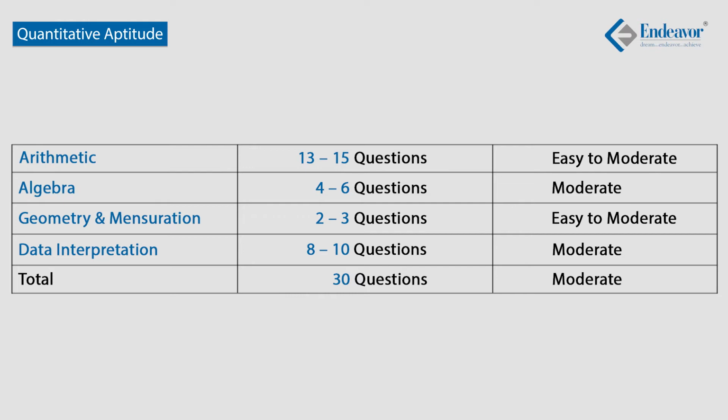So, majority of the chunk goes to arithmetic. So, around 15 to 16 questions out of 30 will be from arithmetic portion. So, chapters like percentages, ratio, numbers, application of ratios like time and work, time, speed and distance will be the major chunk in the exam.